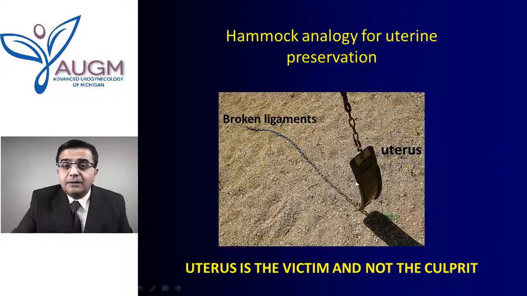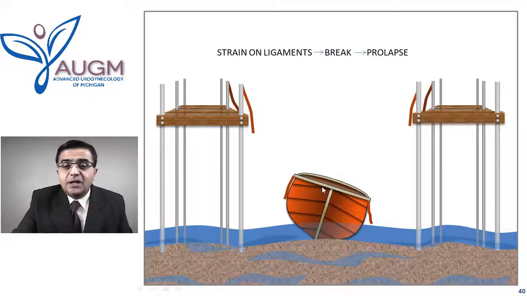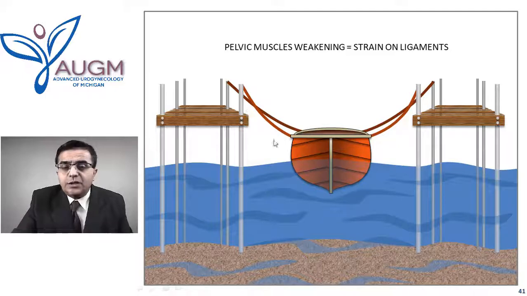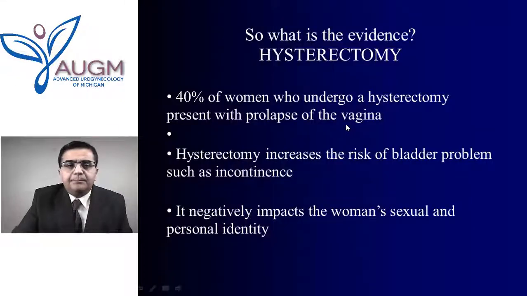So here, the analogy is the plank is the uterus. There's nothing wrong with the uterus. It's broken and fallen down because the muscles are weakened and the ligaments are torn. So why don't you just recreate those ligaments and my uterus is back where it needs to be. There's no need to take it out.